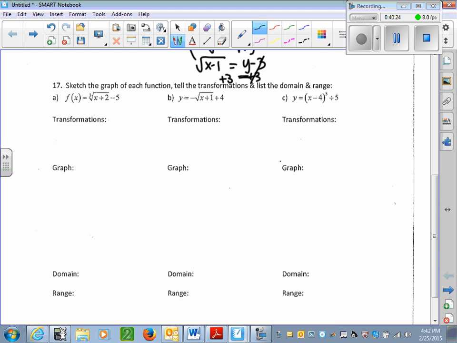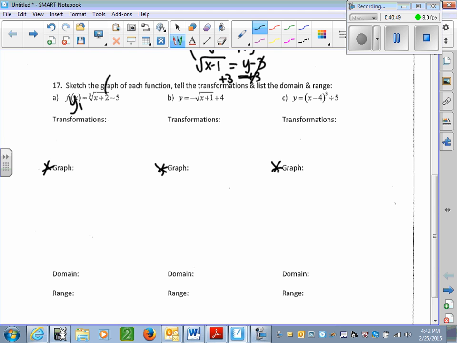Graph, put these in your calculator. Put all of this in your calculator. All you're going to do is put this into y1, put this into y1, whatever. You do these all separately. They don't go together. And look at the graph, find your domain and range. Transformations, we talked about all year long.